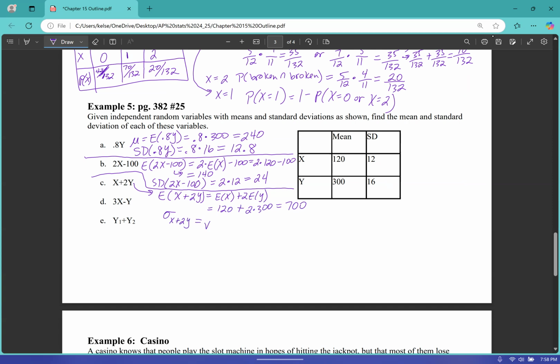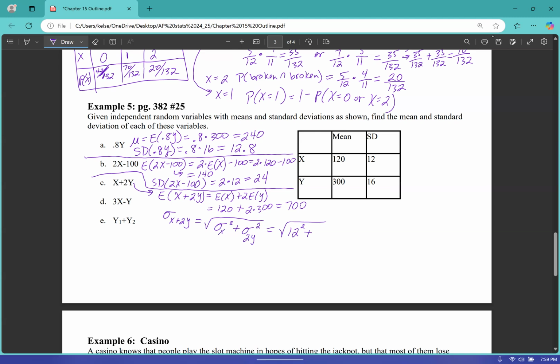All right, it's the square root of the standard deviation of x squared plus the standard deviation of 2y squared. And remember, the standard deviation of 2y gets multiplied by 2. So we have the square root of 12, x is just the same, so it's 12 squared. And then since it's 2y, remember, standard deviation is affected by multiplication, so you have to multiply this by 2.